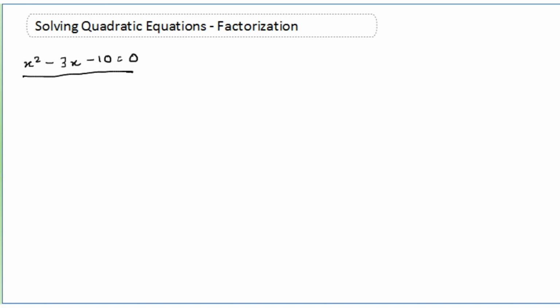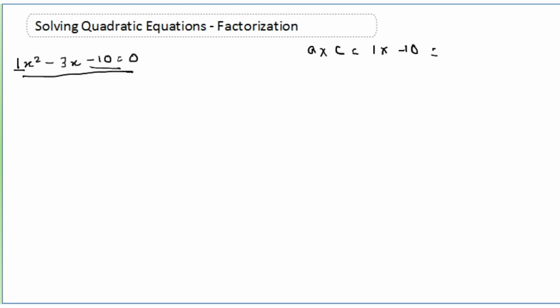So this method, as I told you in the previous video, if you haven't watched it, you must click the link above and see it as soon as possible. I've explained factorization in quite detail over there, but just to go over the steps once again, we take the product of a and c. So we can see that a here is 1 because there was no number written here, and c is negative 10. So we take the product of a and c, which is equal to 1 into negative 10.